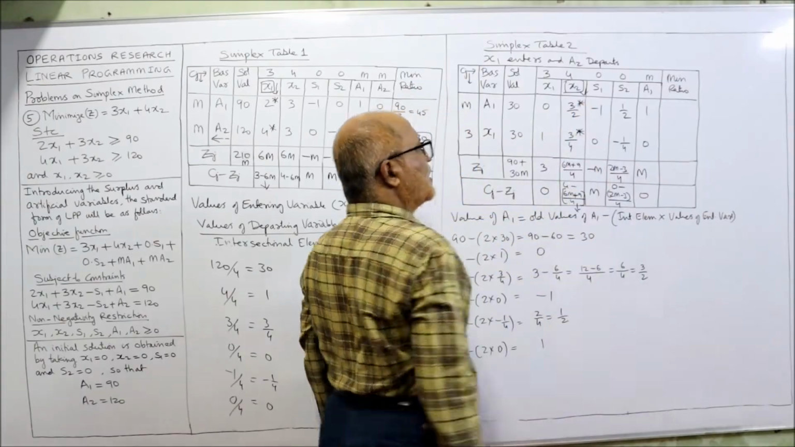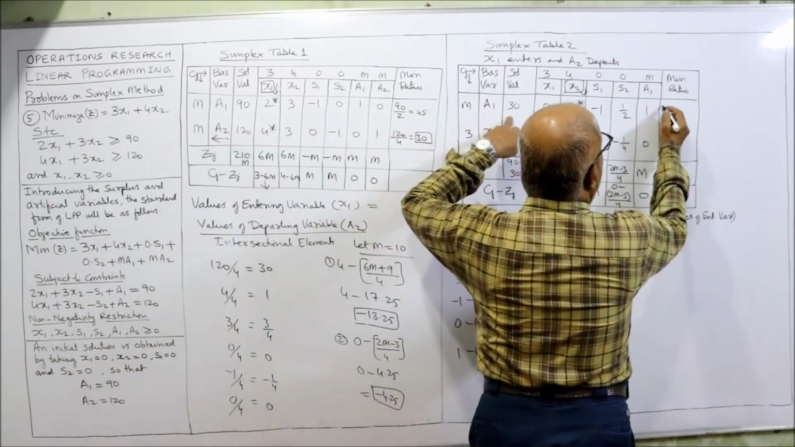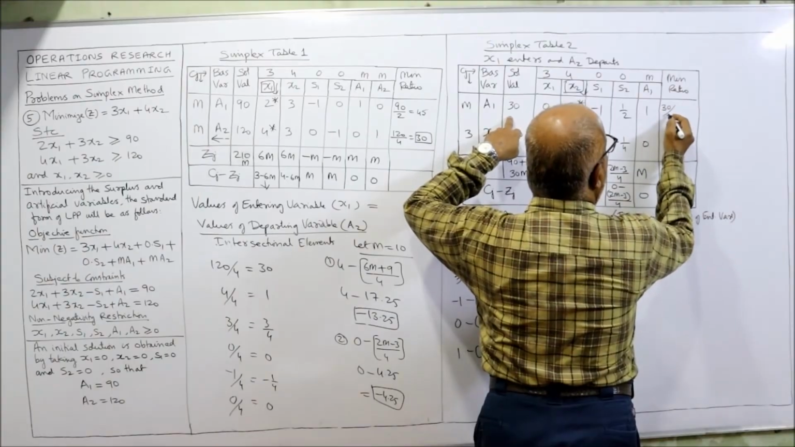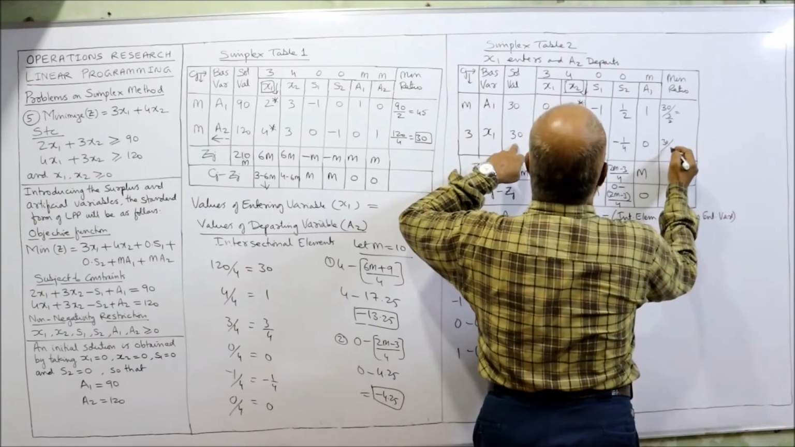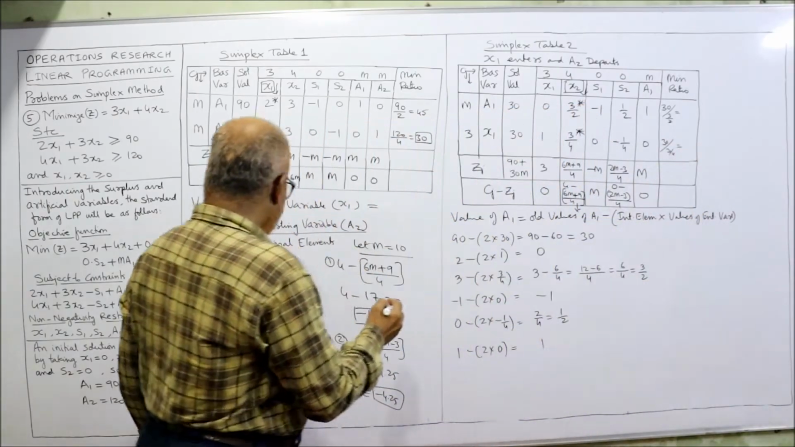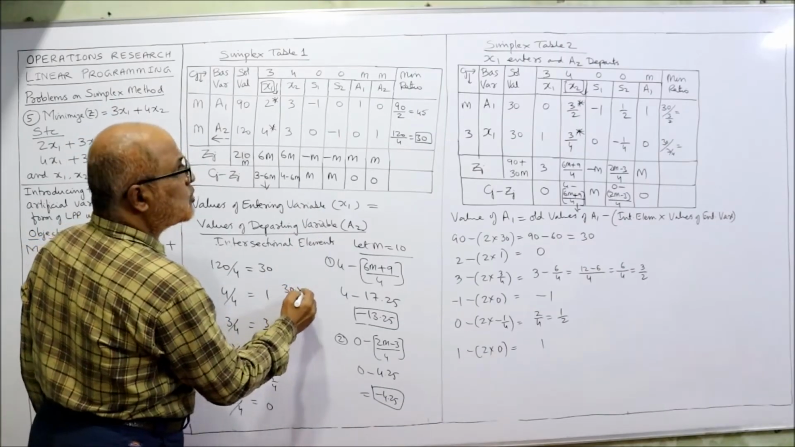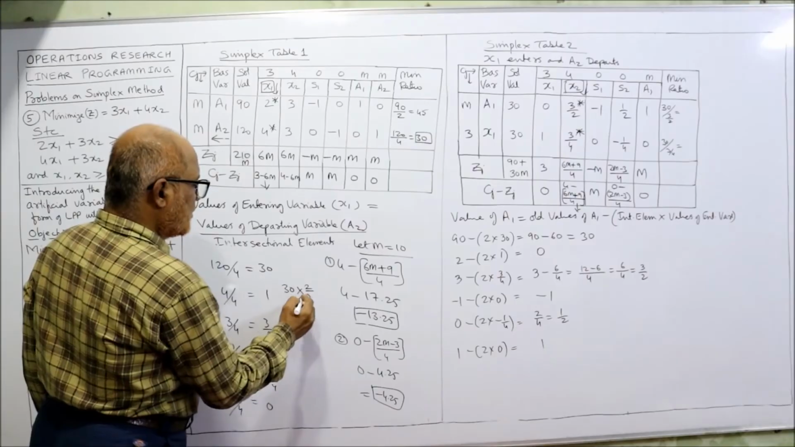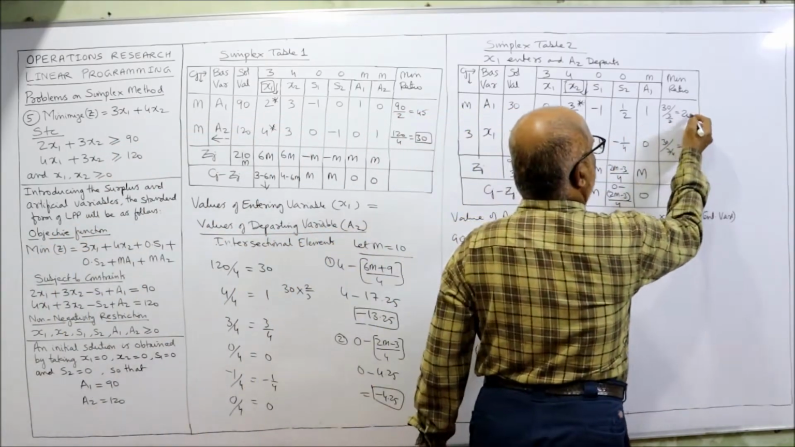These are the intersectional elements. Now minimum ratio: 30 divided by 3 by 2, and 30 divided by 3 by 4. Now 30 divided by 3 by 2, so into 2 by 3. So 3 10s, 10 2s are 20. So here it comes 20.